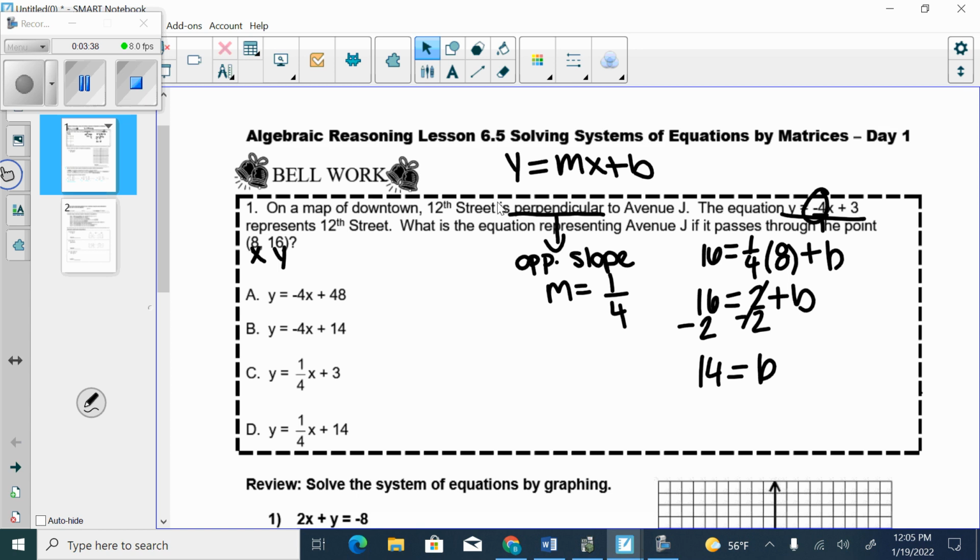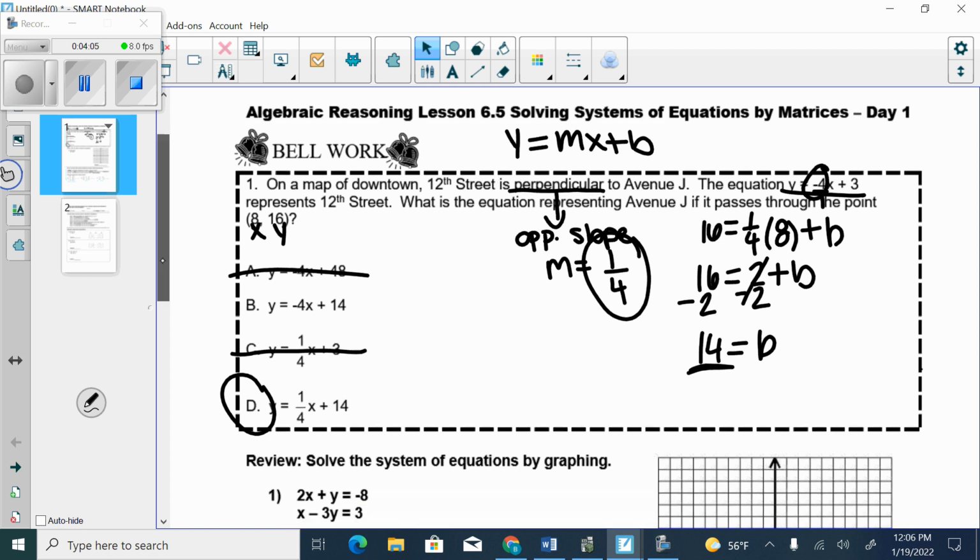All right. So I'm looking over here for an equation that's going to have a b of positive 14. Which ones can we already eliminate? Very good. And we said it needed to have this slope. Which one of the ones remaining has that slope? Very good. So that's just a little review question from last semester.